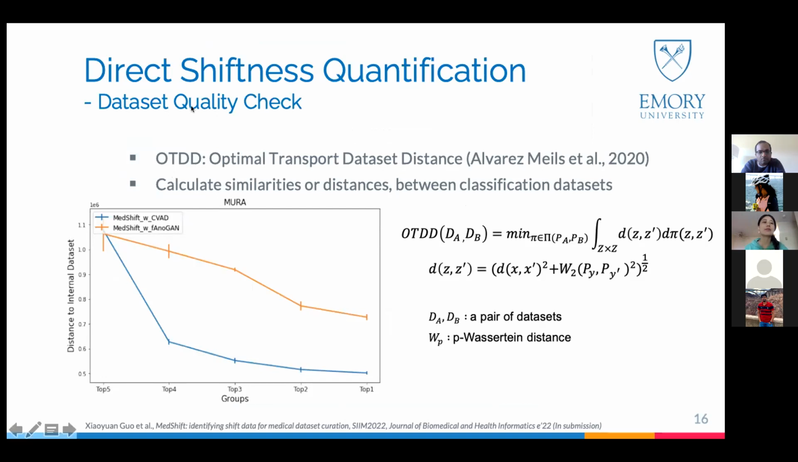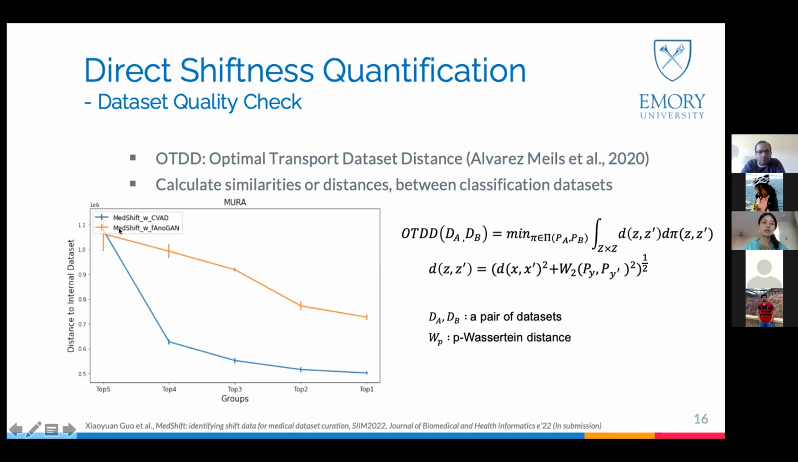Besides the indirect shiftness quantification, we also have a direct shiftness quantification approach, which checks the dataset quality directly. We utilize the OOD metric, a recently proposed metric that can calculate the similarities, or you could say the distances, between classification datasets. Right now we have the Stanford MURA and also the Emory MURA datasets. They have the same classes, so we want to calculate the distances.